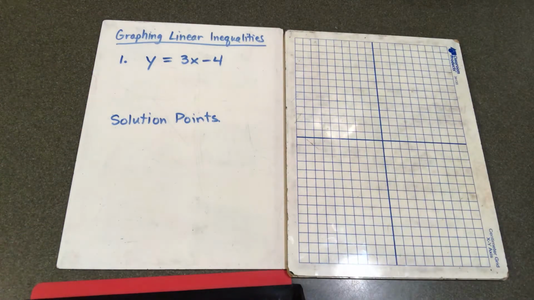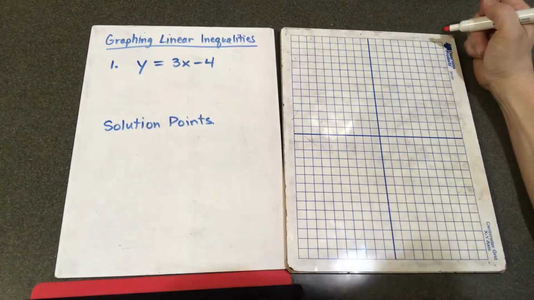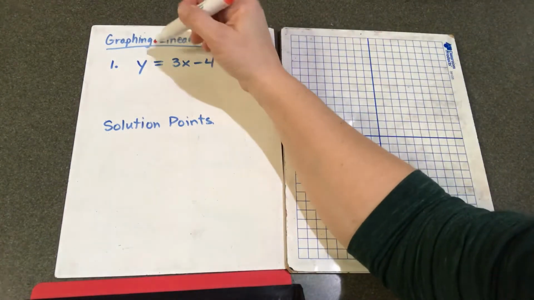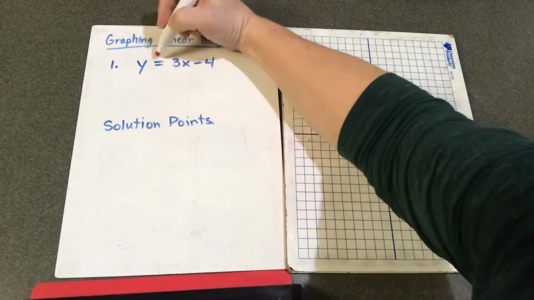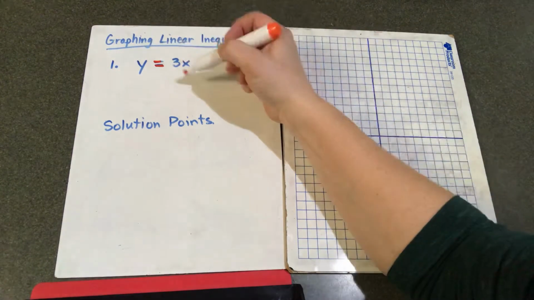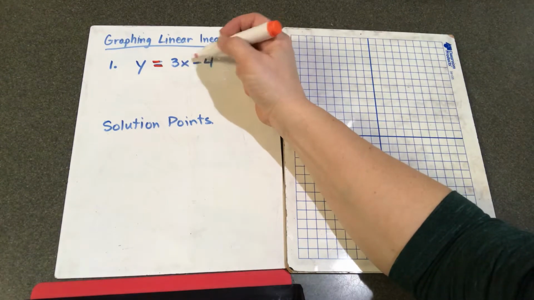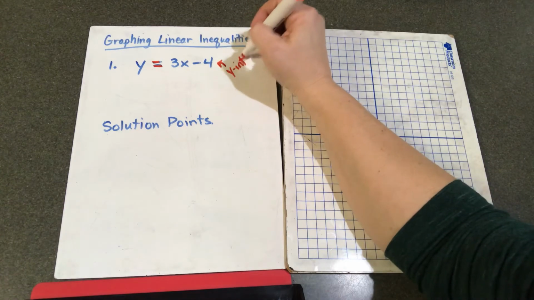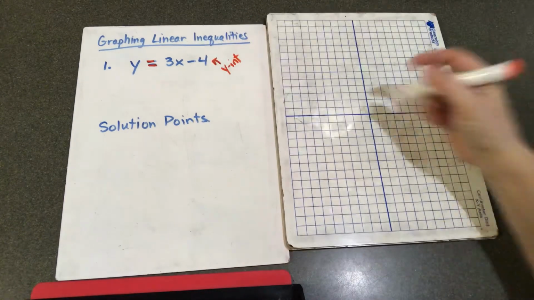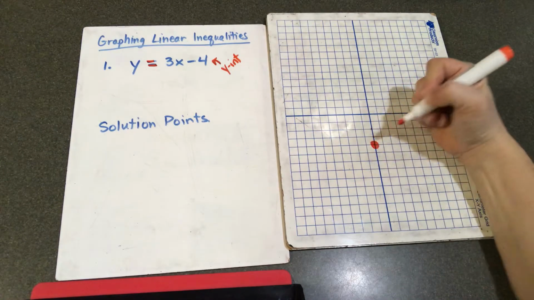All right, guys, today we're taking it up a notch and we're going to graph linear inequalities. If we take this first one, which is y equals 3x minus 4, notice this is just a plain old equation. So we're going to use y equals mx plus b. And we're going to take that negative 4. Remember, you always start, this is the y-intercept. So we're going to start here at negative 4 on the y-axis.